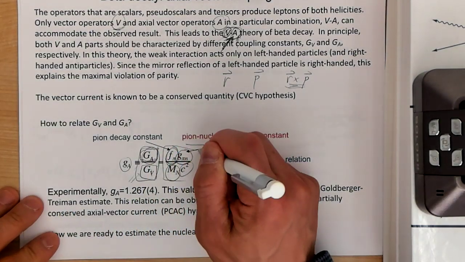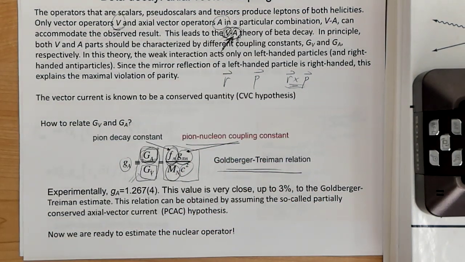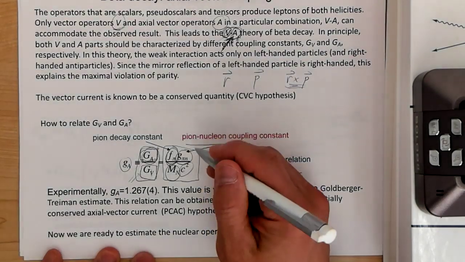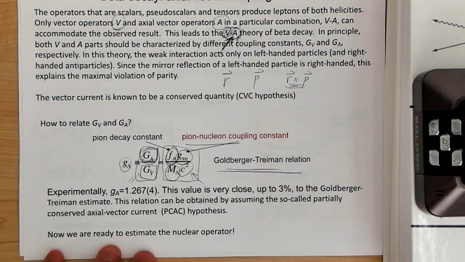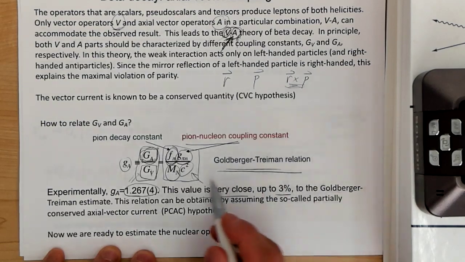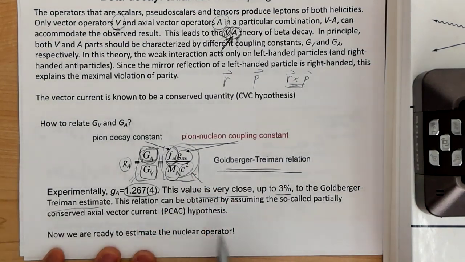I realize I'm just pulling this out of a hat. This takes quite a bit of effort to prove, but in the limit that the masses of the quarks go to 0, it turns out that the pions end up becoming massless, and there's a whole bunch of things you can prove in what's called the chiral quark limit, and one of these results is this Goldberger-Treiman relation. Now experimentally, the value of GA is 1.267 plus minus 0.004, and this is very close, to within 3%, of this estimate from the Goldberger-Treiman relation.